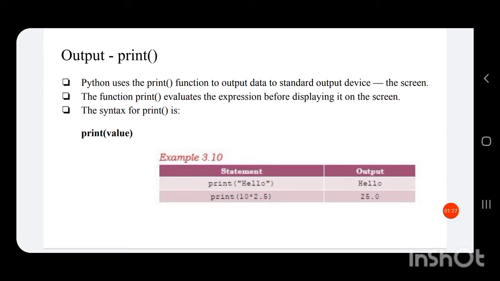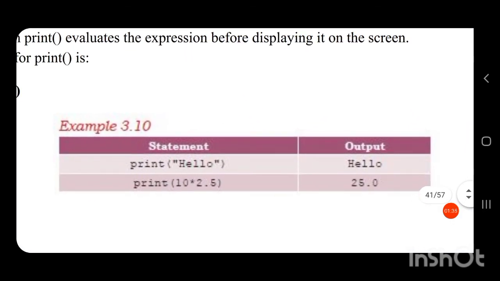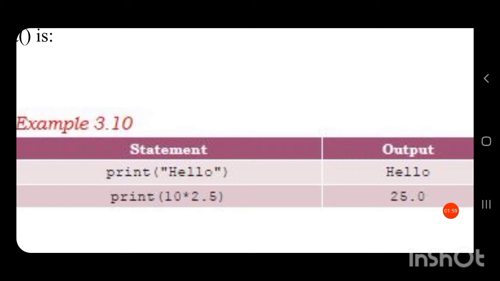The syntax for the print function is print(value). Let us see this example. In the print statement, whatever is given in single quotes or double quotes will be printed as it is. And anything not given in single quotes or double quotes will be evaluated and its value printed. You can see 10 * 2.5. This is not given in single quotes or double quotes.